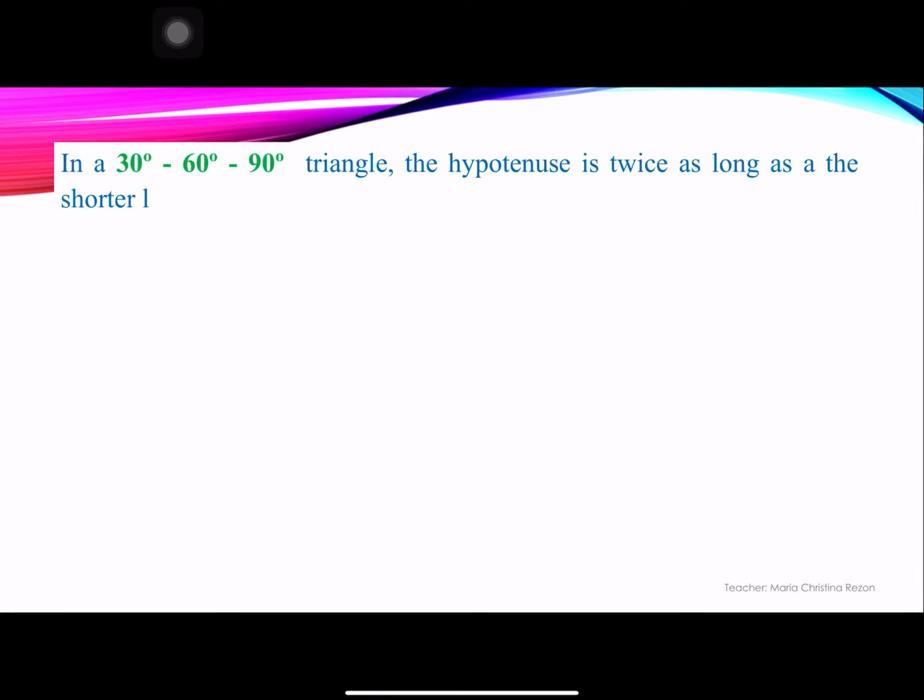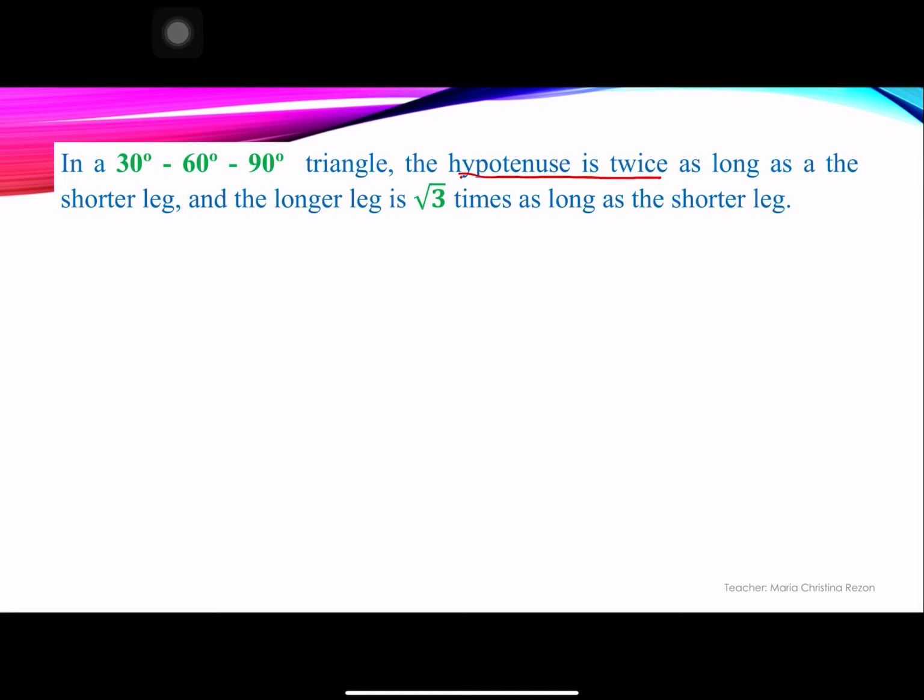Then let's have another special right triangle, the 30-60-90 triangle. In this triangle, the hypotenuse is twice as long as the shorter leg, and the longer leg is square root of 3 times as long as the shorter leg.